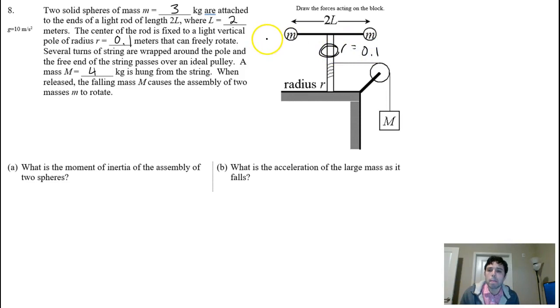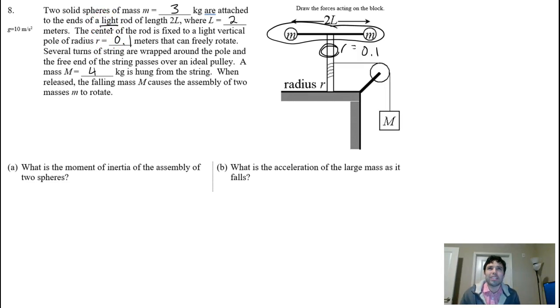Okay, all right, so our end goal, part A is easy. It says, what is the moment of inertia of the assembly of the 2 spheres? All right, so when it says assembly of the 2 spheres, it's talking about this top part here, just this part up here. And we don't know the mass of this rod, and it says it's a light rod. When you get physics problems on the AP test or my test, and they say it's a light rod, what they mean is, don't worry about this, ignore its mass. It might as well have 0 mass, right?